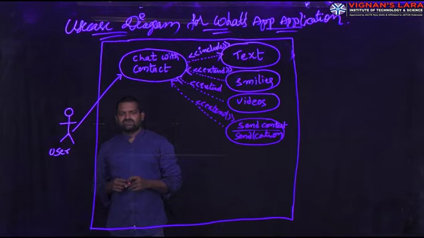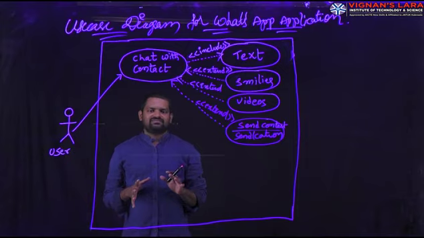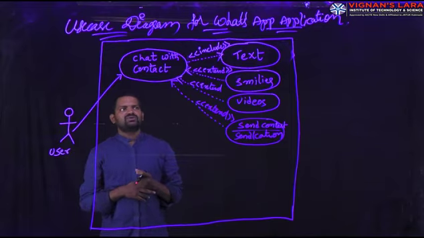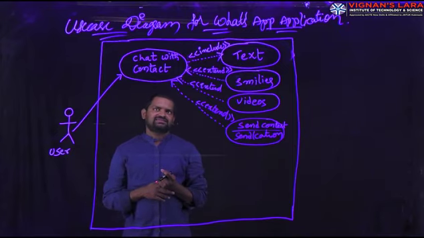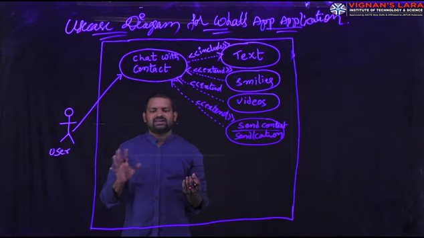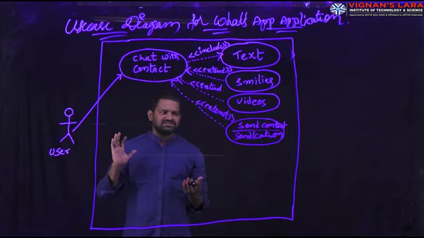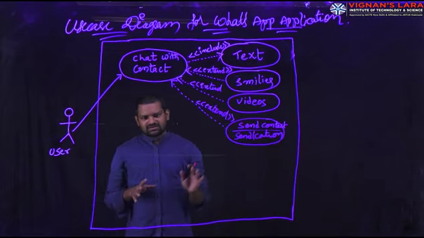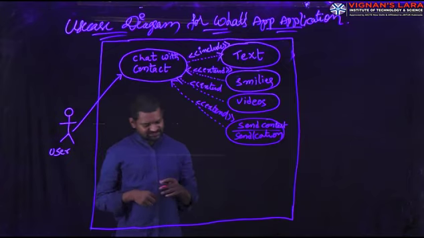Include stereotype will be used to represent an operation that should be done at regular time. Text chatting within chat with contact is a regular operation. For that we write include relationship. Smileys, videos, contact details or send location are not regular. You do regularly only the text.